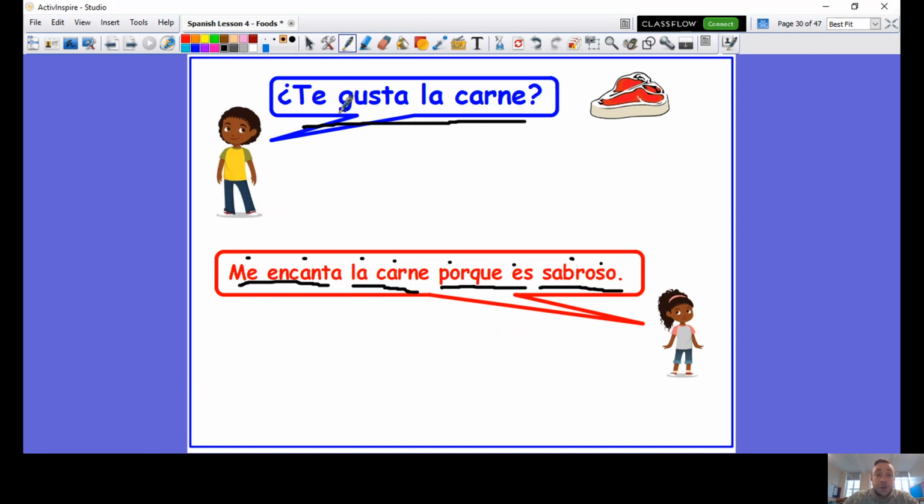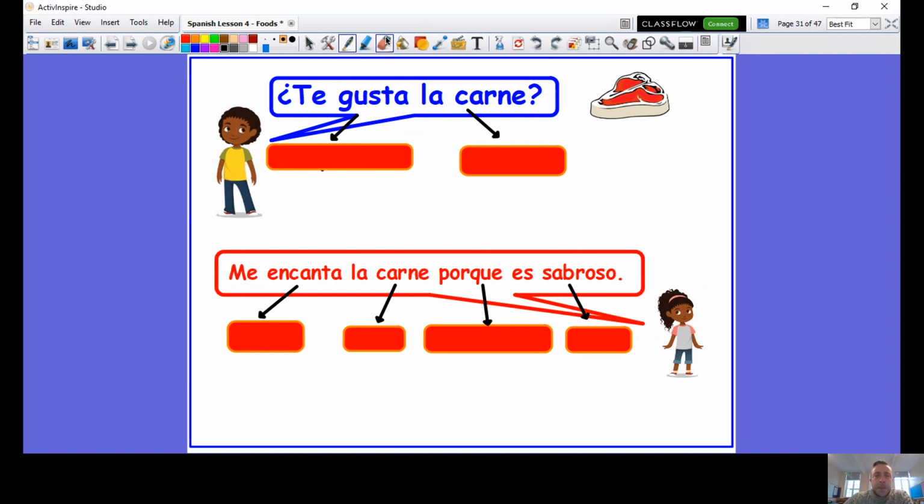Let's change roles. You can now be blue and I'll be red. So that means you are going to ask me, ¿Te gusta la carne? And I will give the answer. Are you ready? Ask me now. Me encanta la carne porque es sabroso. Well done. Beautiful Spanish. Let's see if you can help me translate.